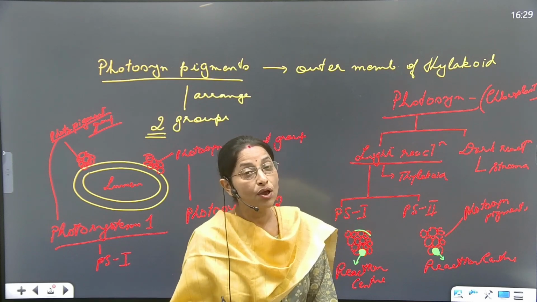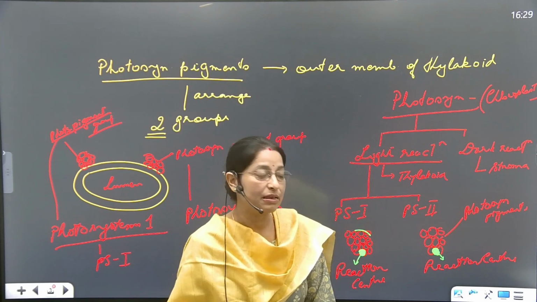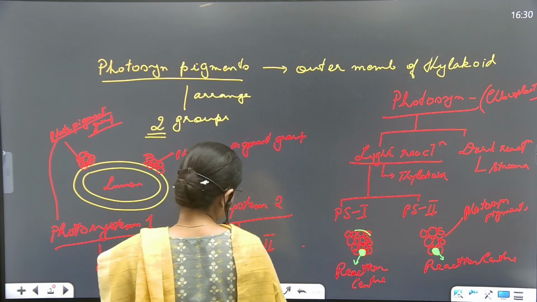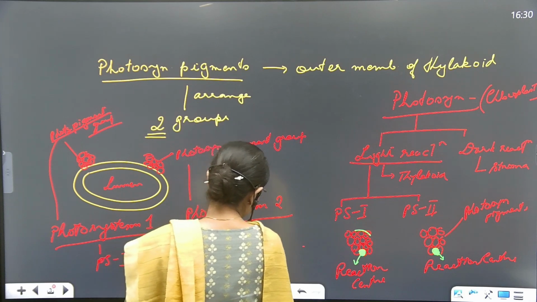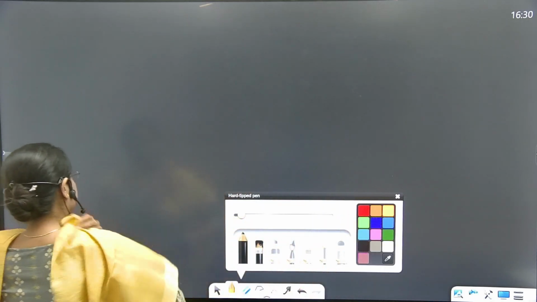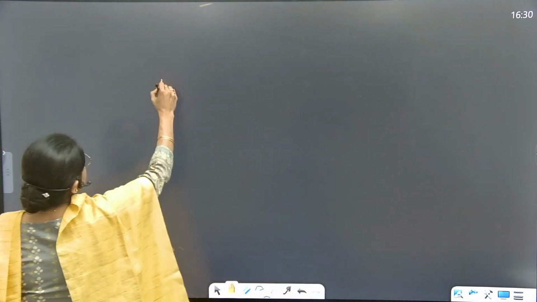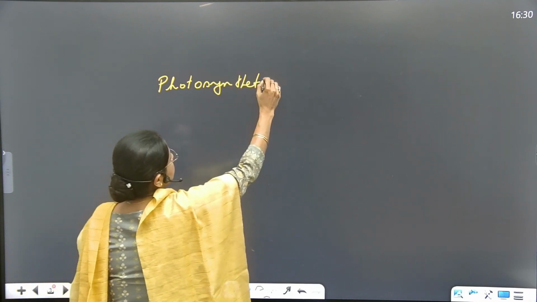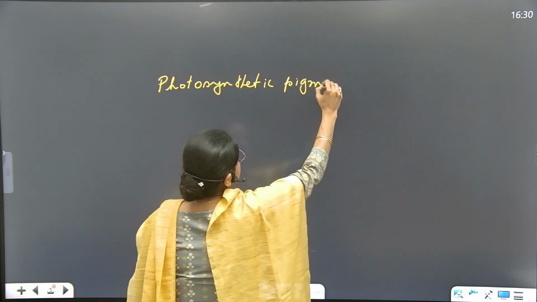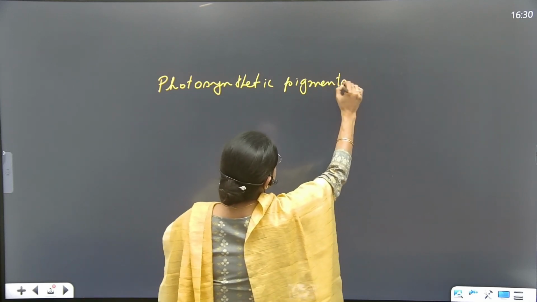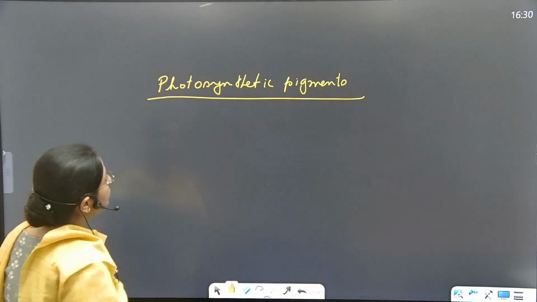To understand that, we need to have certain idea about photosynthetic pigments. So what are photosynthetic pigments? Those pigments will be trapping in the light and will do photosynthesis, right?